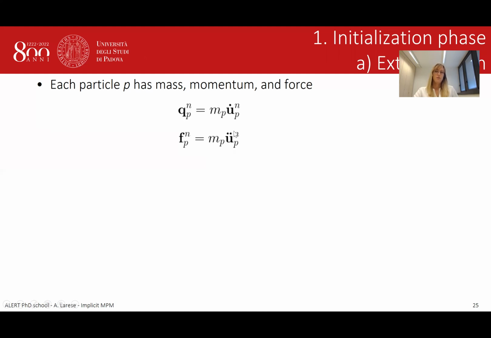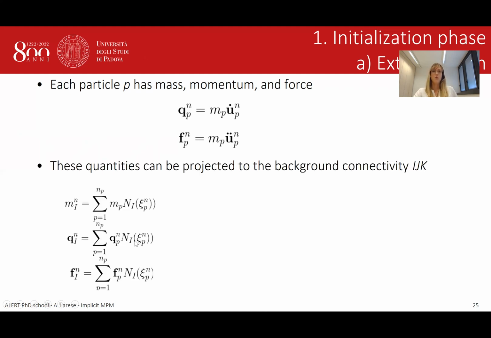using the information of the previous time step, we can always evaluate the force on each material point and the linear momentum in each material point. And using those quantities, we can interpolate, we can project these quantities on the background nodes. So we can evaluate the mass arriving to each node of the elements in which each material point is falling into. We can evaluate the linear momentum and the forces at time n.